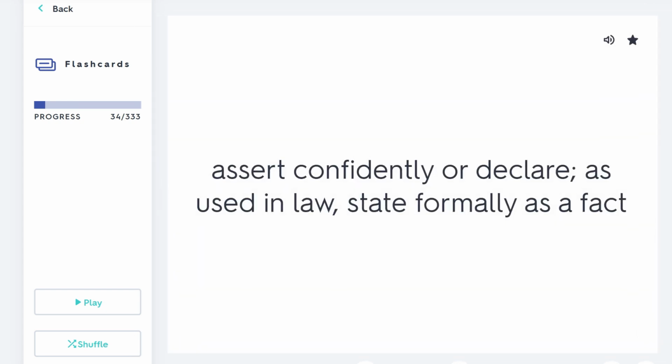Aver. To assert confidently or declare, often used in law, to state formally as a fact. He averred his innocence. Aver.